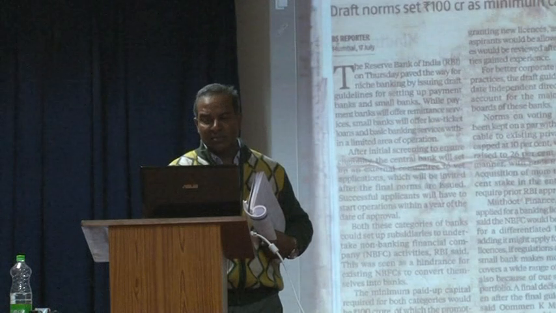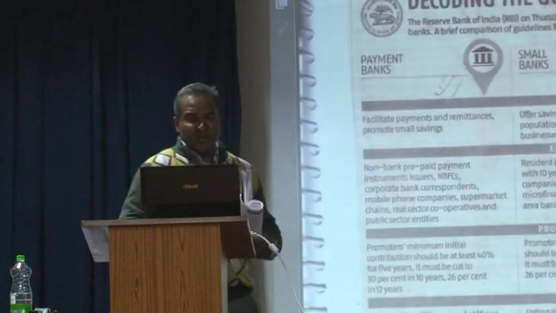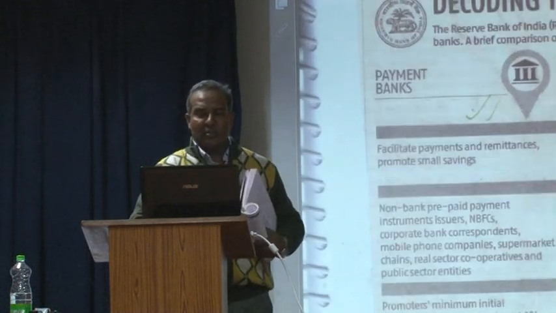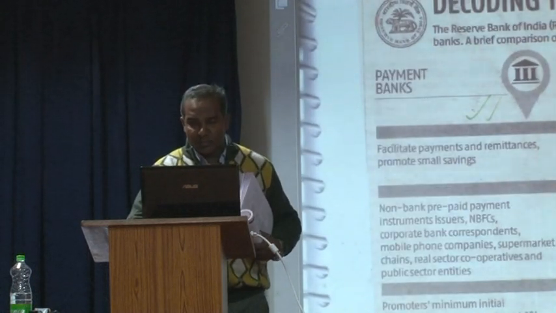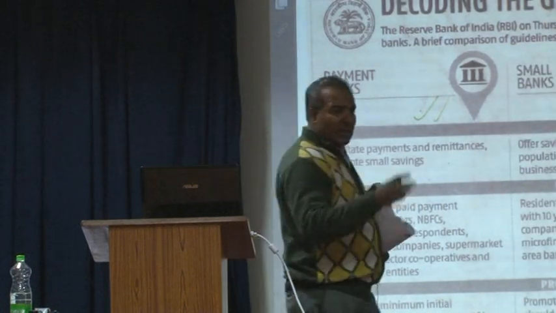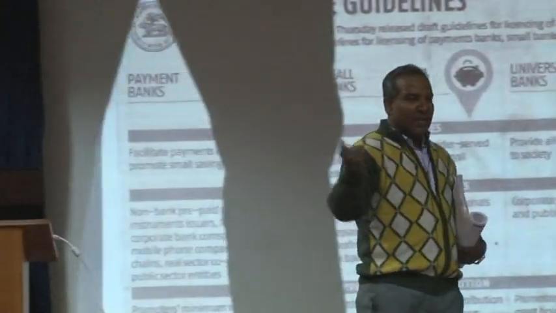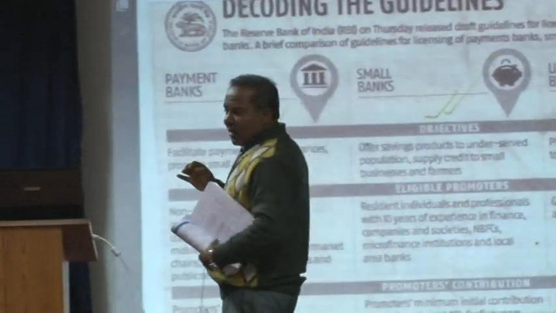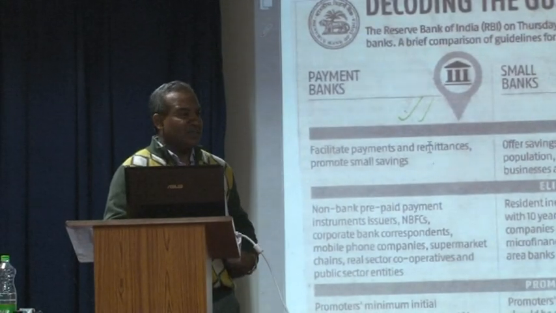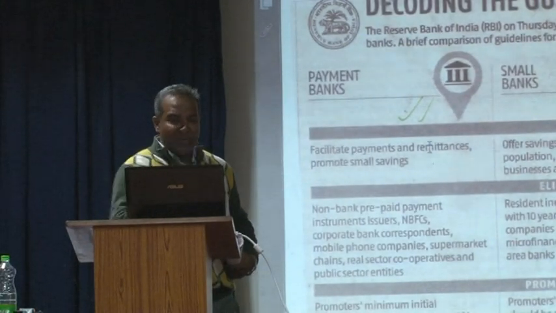Based on this recommendation of the Nachiket Moor Committee, this is from Business Standard. See, these are three: one is payment bank, another is small bank, and third is universal bank that we all are dealing with now. Payment bank is basically for payment and remittance.